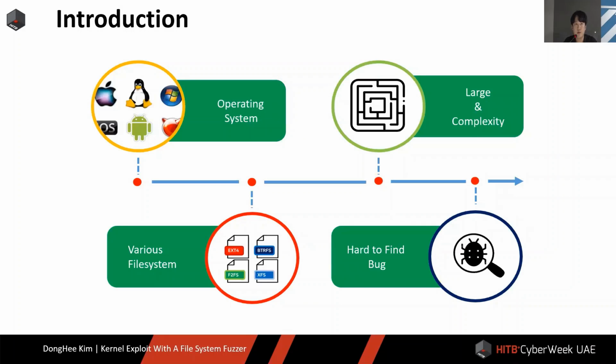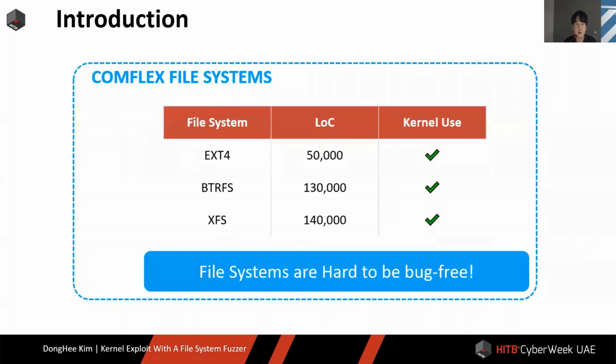There are various OSs in the world, and there are many file systems used for each OS. File systems are large and complex, making it difficult to find bugs. The file system is not suitable for auditing because the code quantity is huge. So we use a file system fuzzer named JANUS.